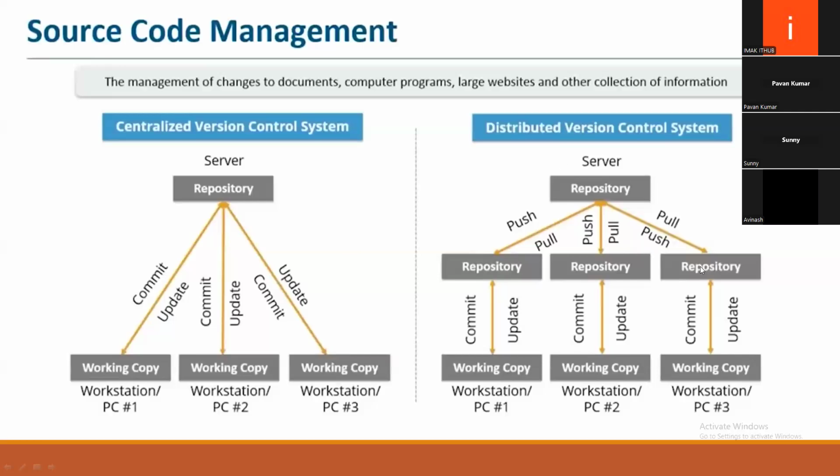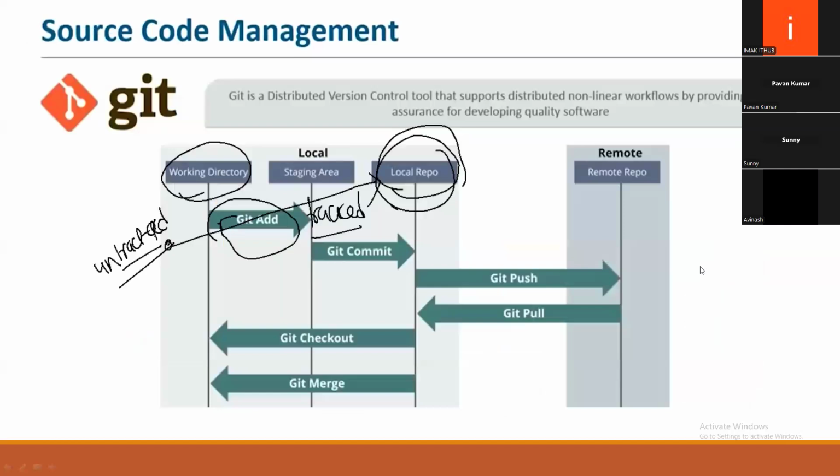So this is the distributed version control system, a source code management tool. What is Git? Git is a distributed version control tool that supports distributed non-linear workflows by providing data assurance for developing quality software. The areas are: working directory, staging, local repository, then remote repository.